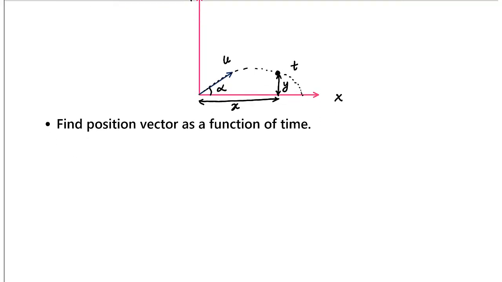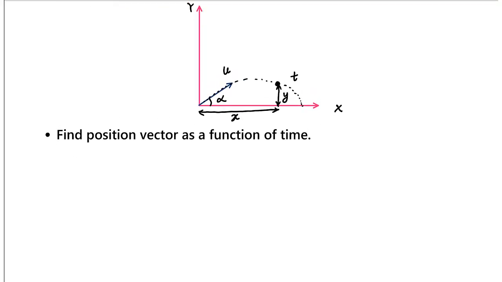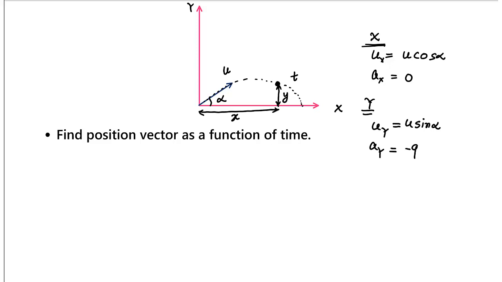And as I said, we can decompose this motion into two directions. First, I will decompose in the x direction. In the x direction, what is the velocity? The initial velocity in the x direction is u cos alpha. And what is the acceleration in the x direction? Acceleration is zero. Similarly, in the y direction, what is the initial velocity? In the y direction we have a velocity u sin alpha, and this is in the upward direction, that's why it is positive. What is the acceleration in the y direction? This is minus g, because it is acting in the downward direction.